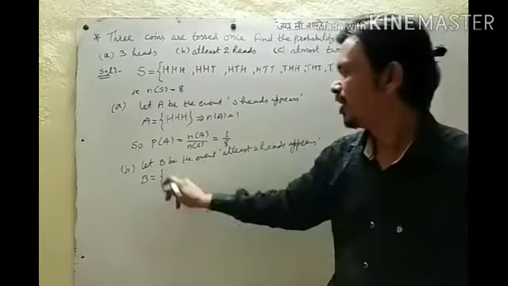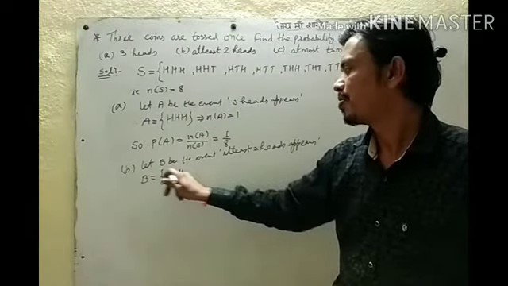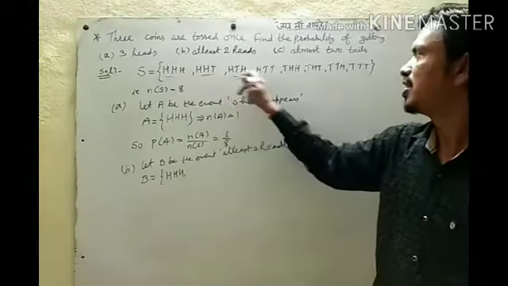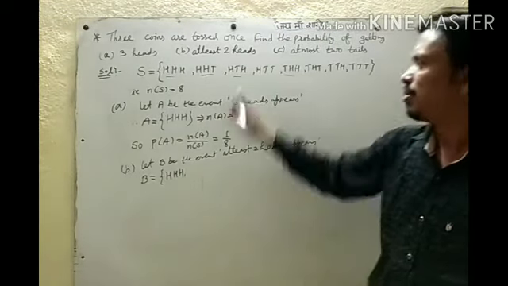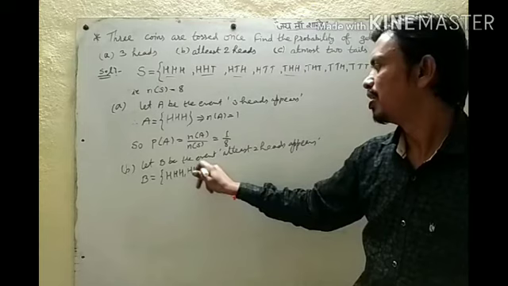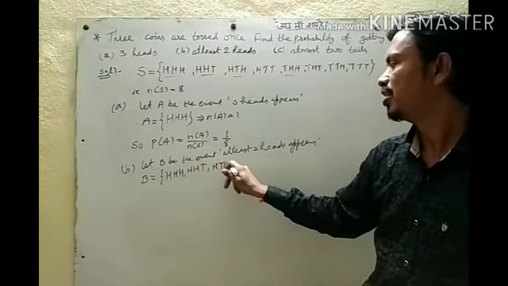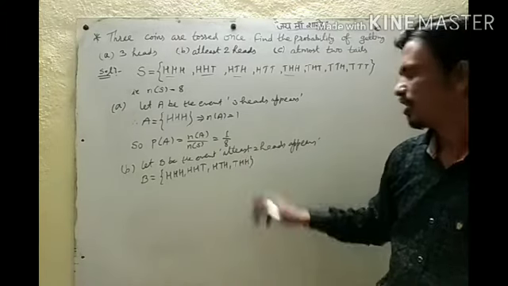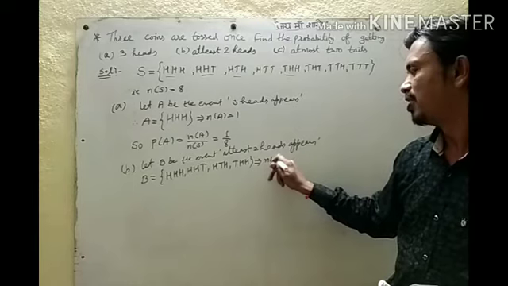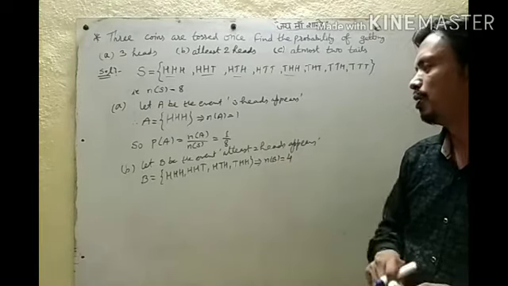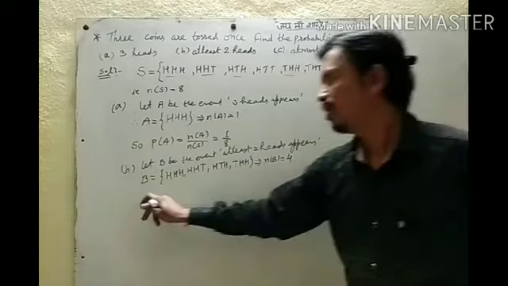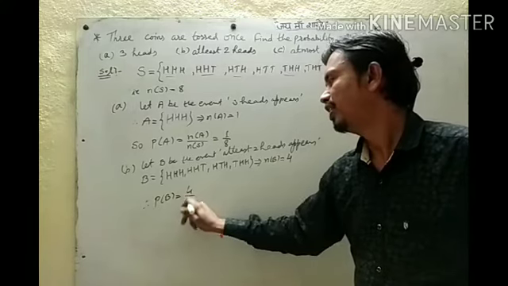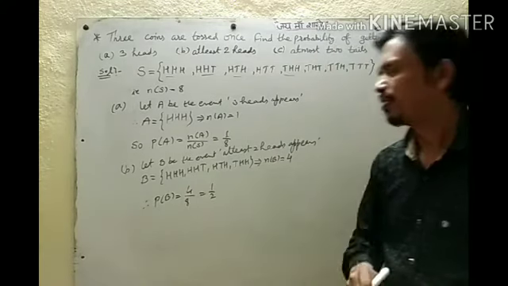So 3 heads, HHH. Then 2 heads: HHT, then HTH, then THH. These outcomes can be here. In case of at least 2 heads, the number of outcomes favorable to event B is 4. So P of B will be 4 by 8, which means 1 by 2.